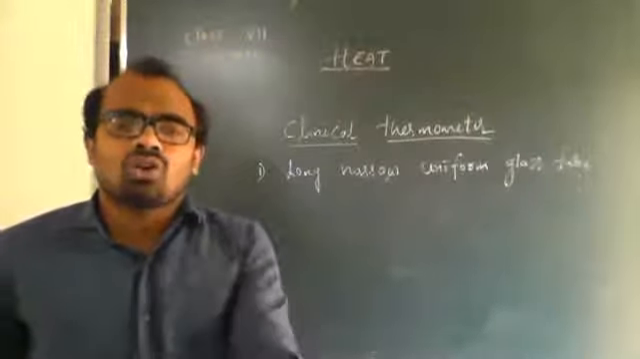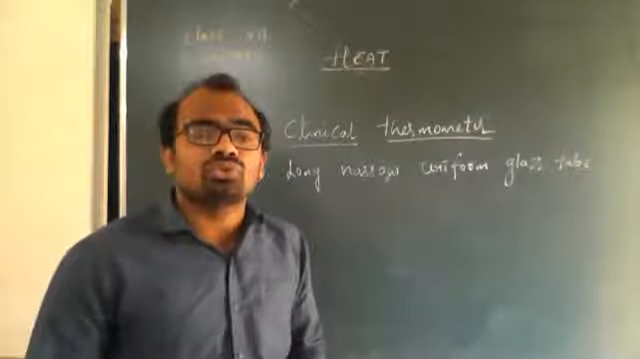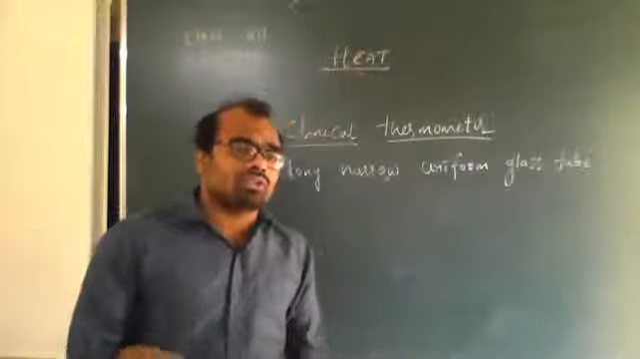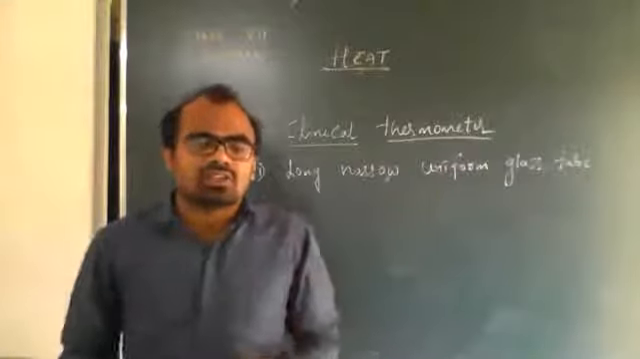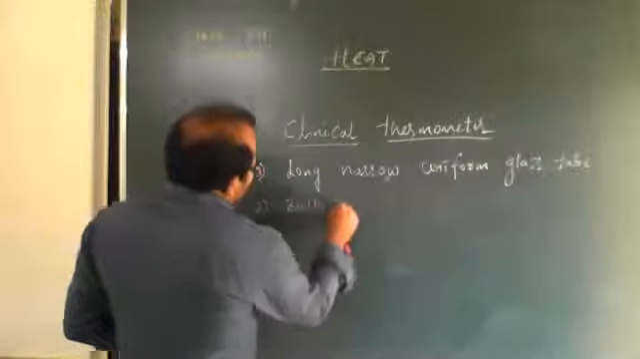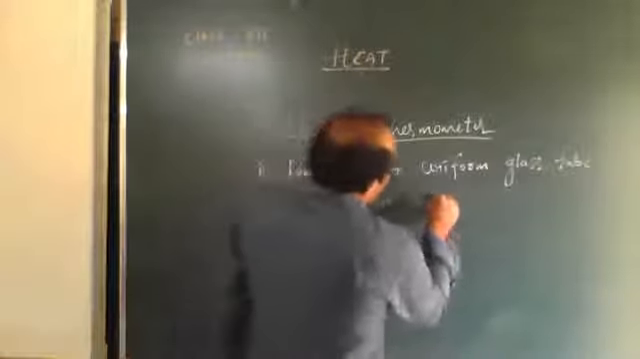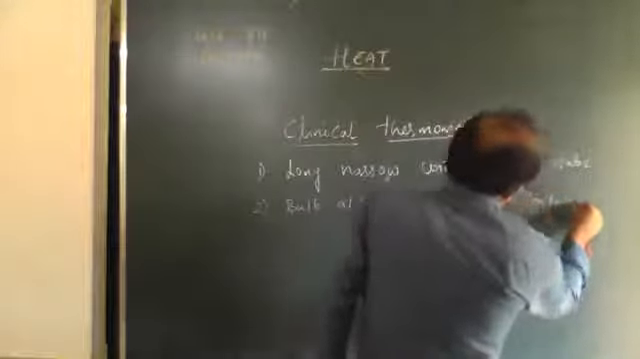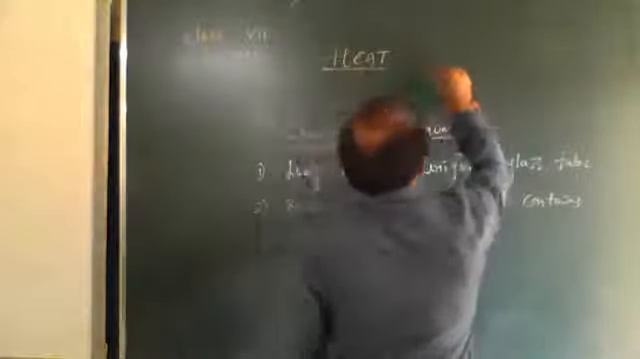So it is a long, narrow, uniform glass tube, as you have already seen in the diagram. What is the second point? Bulb at one end. At the last end, it has a bulb, which contains mercury. So I will try to draw the diagram here.